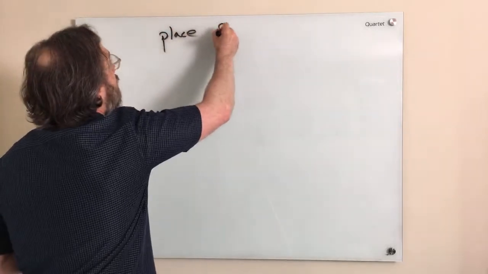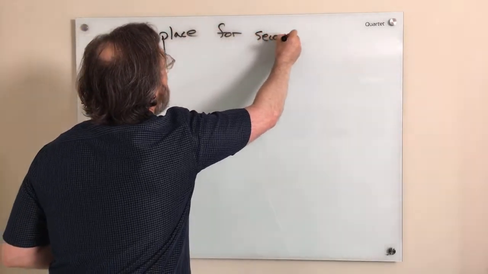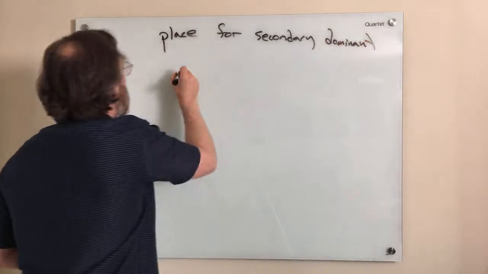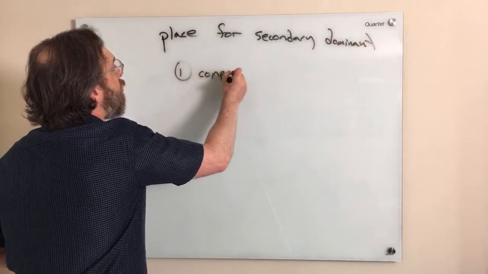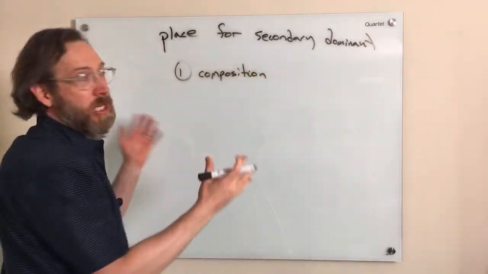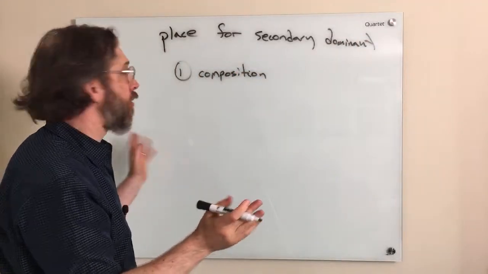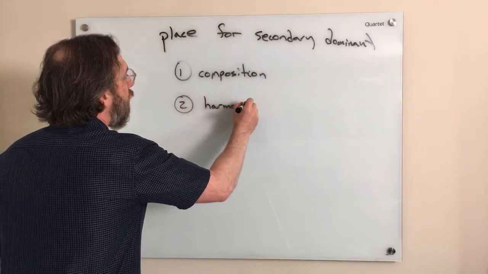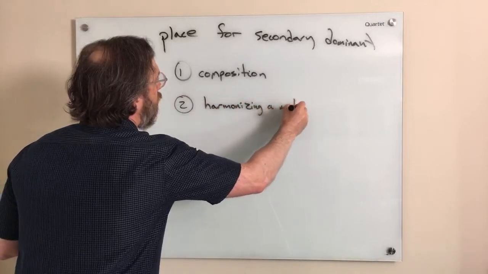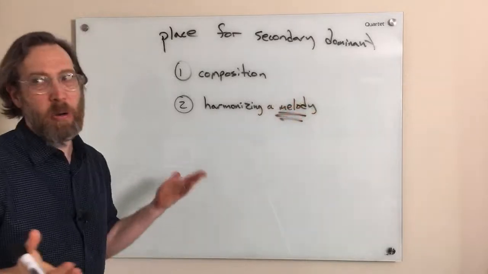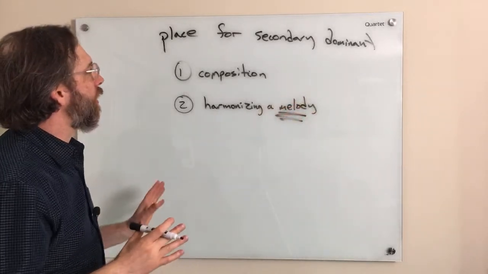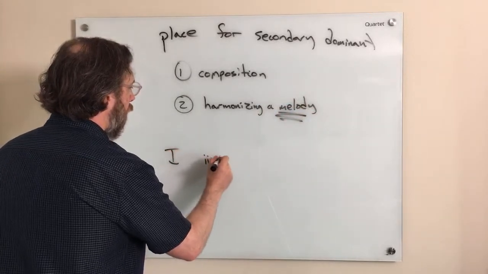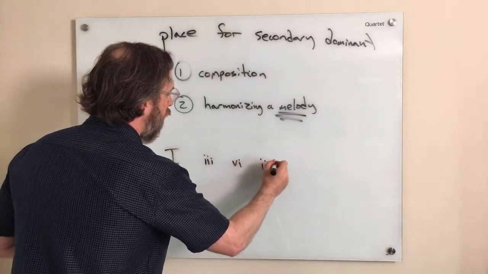So where is a place for a secondary dominant? So either we're talking about in terms of you're composing a piece, in which case you have a lot of latitude on where you put it, or you're, let's say, harmonizing a melody, which means the melody is given, you can't just change it, and you've got to figure out where things can go. So what I would like to start with is just our harmonic progression chart.